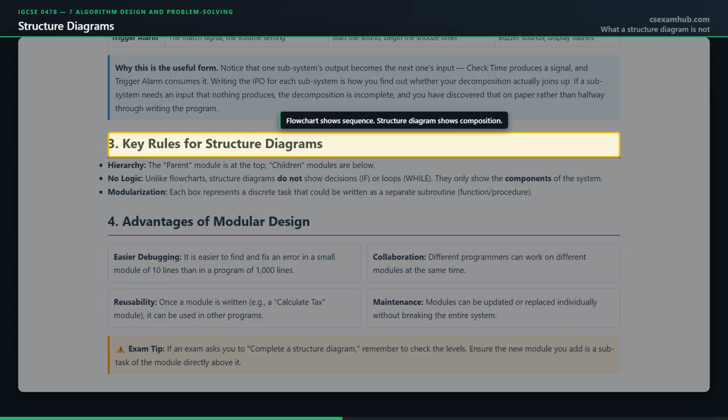A flow chart shows sequence, a structure diagram shows composition. If a question asks how the system is broken down, that is a structure diagram. If it asks what happens in what order, that is a flow chart. And modularization. Each box is a discrete task that could be written as its own subroutine, a function or procedure, which is exactly the link to topic 8.